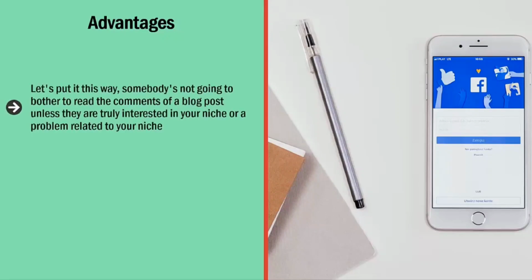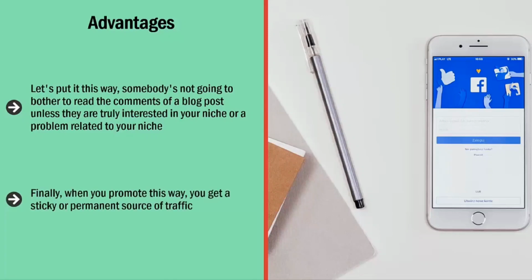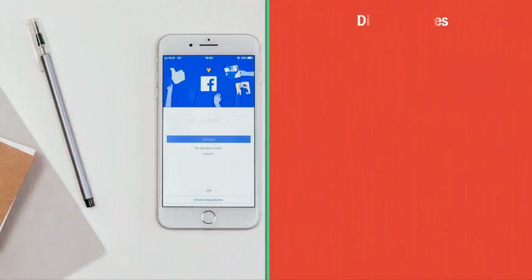Let's put it this way. Somebody's not going to bother to read the comments of a blog post unless they are truly interested in your niche or a problem related to your niche. Second, they're not going to click on your resource or source link if they are not, at some level or another, curious about the solution you're talking about or are impressed with your answer. Finally, when you promote this way, you get a sticky or permanent source of traffic. It may not be much, but it's highly targeted and it's not going to go away anytime soon. As long as the blog that you commented on stays in business, people can see your link when they look at certain niche targeted posts.